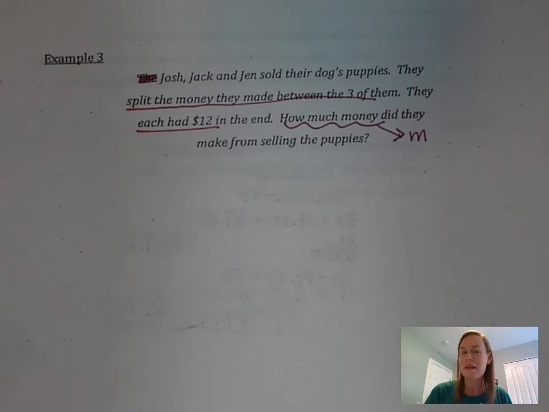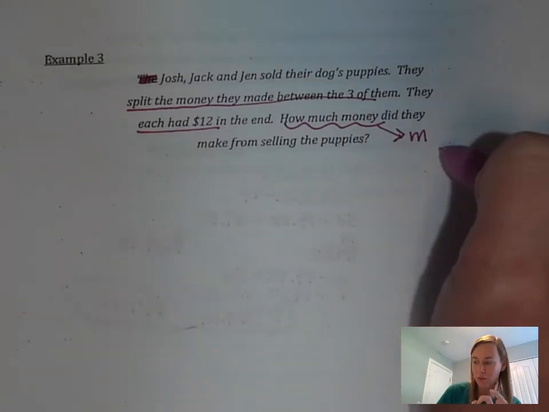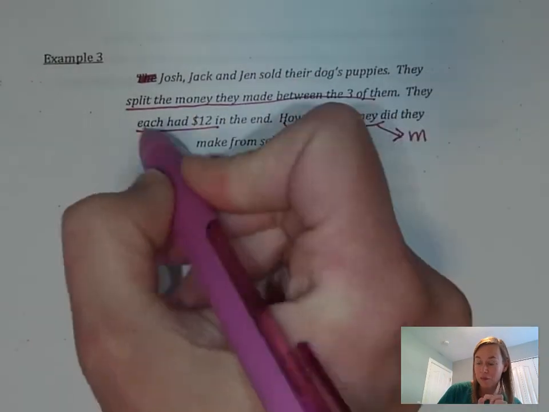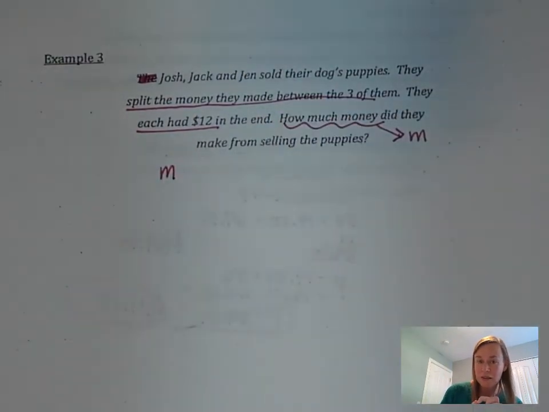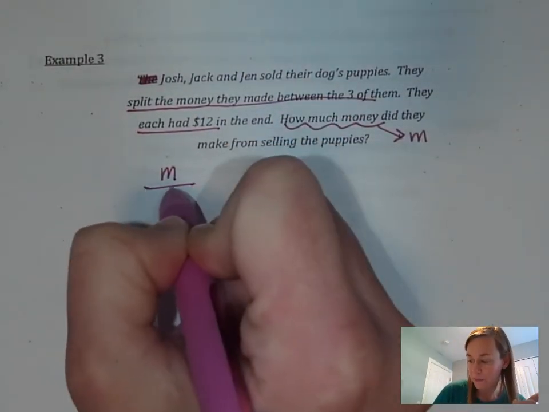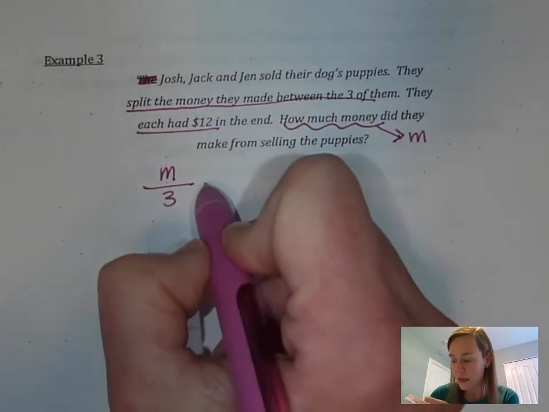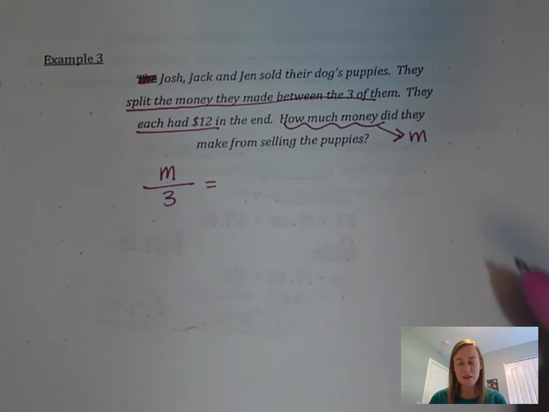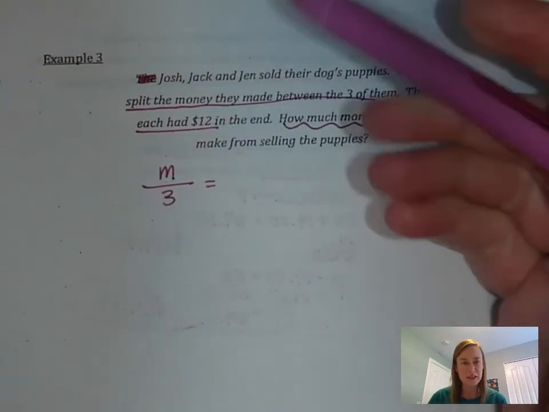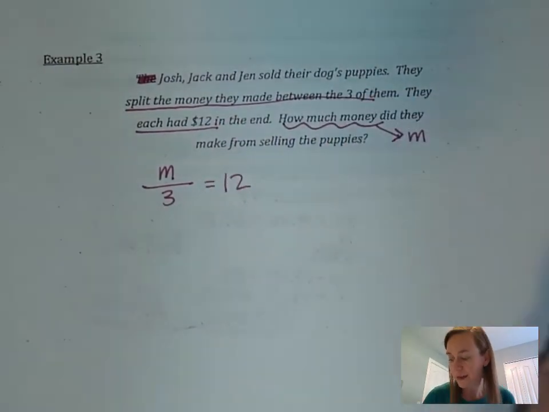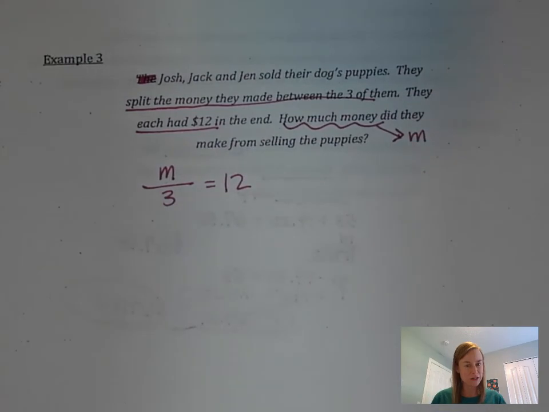We don't know how much money they had, but we do know how much money they ended up with. So let's take however much money they started with. We don't know that value, but we're going to call it M. We're going to take that starting amount and divide it by 3, like this. M divided by 3. And then on the other side of the equal sign, we're going to put however much money they ended with, which we know. That's $12. And now we have a nice little one-step equation.